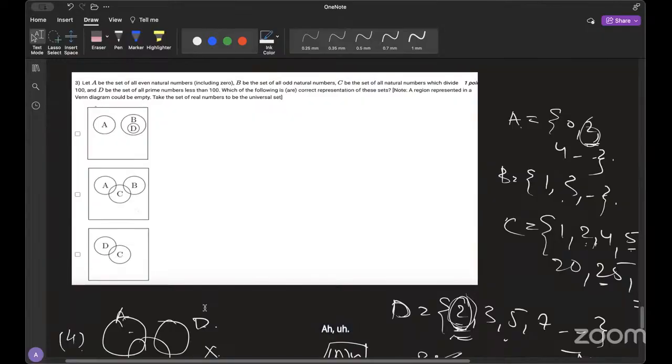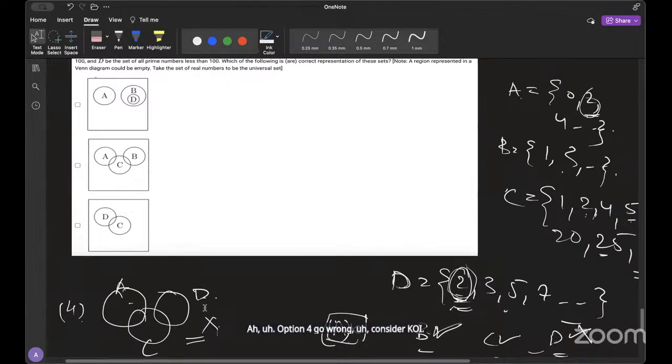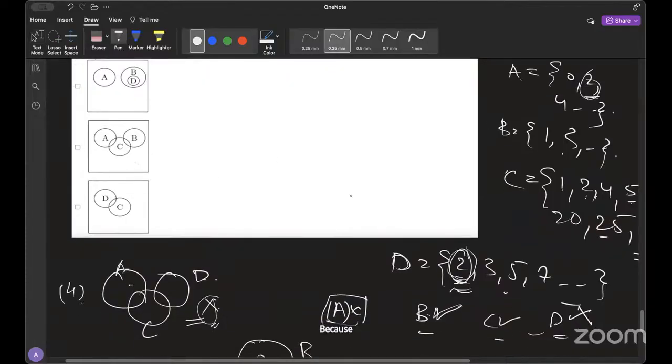Option 4 is incorrect here. This is an incorrect option because A and D, as per this situation, have 2 in common. But your Venn diagram here says that A and D do not have anything in common. That's why this option is incorrect.